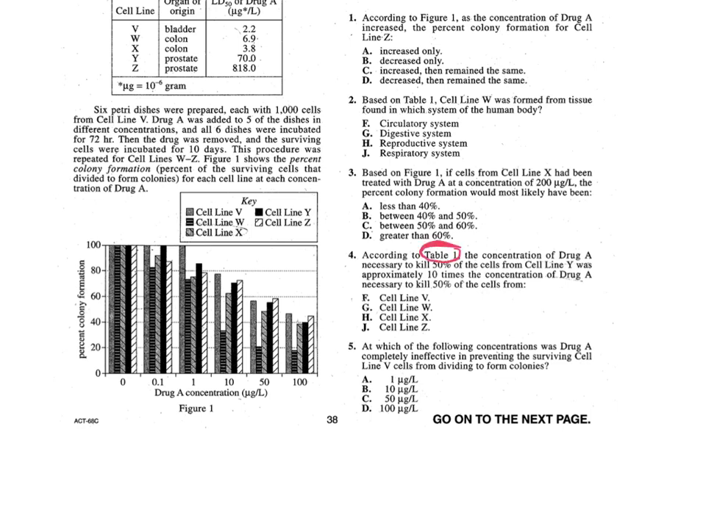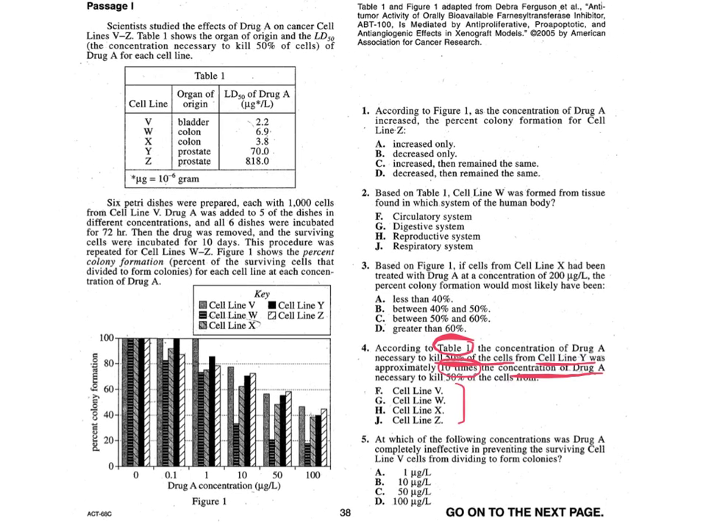According to table 1, the concentration of drug A necessary to kill 50% of the cells from cell line Y was approximately 10 times the concentration of drug A necessary to kill 50% of the cells from some other cell line, we don't know which. So let's go back up to table 1. If we look at cell line Y, we know it comes from the prostate, and we also have this number attached, LD50, whatever that is. In fact, if we go back to the previous paragraph, it tells us that LD50 is the concentration necessary to kill 50% of the cells, which is exactly what the question's asking.